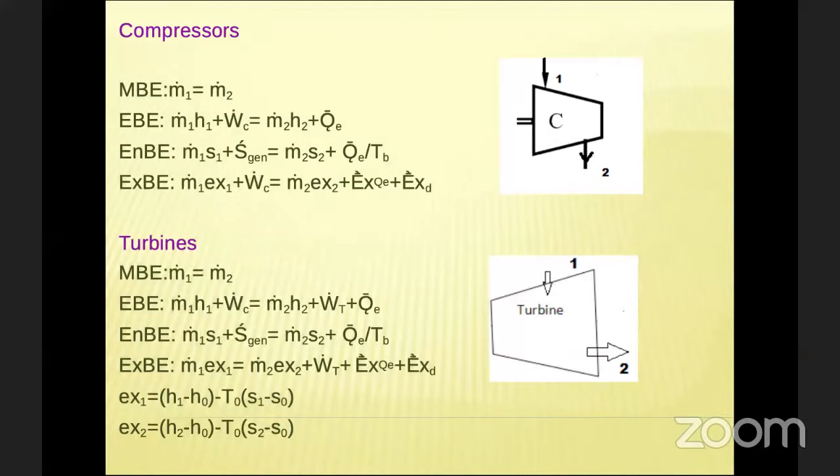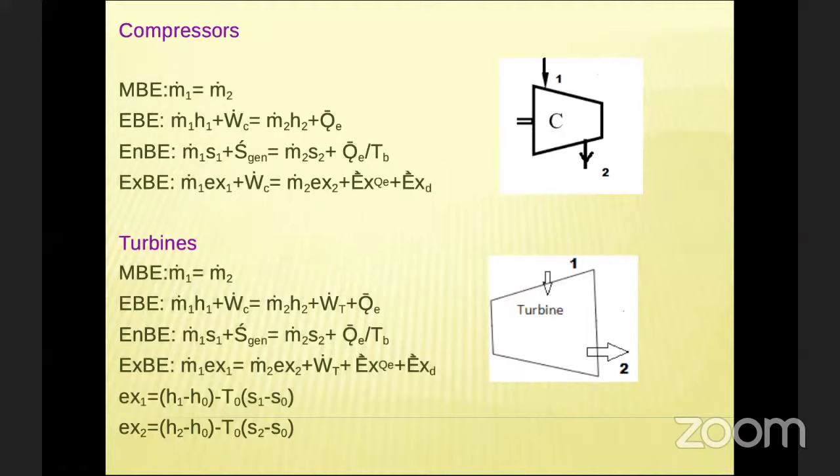Yes, sir. Okay. Turbines, that entropy balance equation will be ṁ1 S1 plus S generation. This is equal to ṁ2 S2 plus Q̇E by TB, boundary temperature. Similarly, the exergy, we have at inlet only the inlet exergy, ṁ1 Ex1, right? This is equal to ṁ2 Ex2 plus turbine work, exergy due to the work transfer. Next, exergy due to the heat to the condenser. Next, exergy destruction rate. Now look at the last two equations.